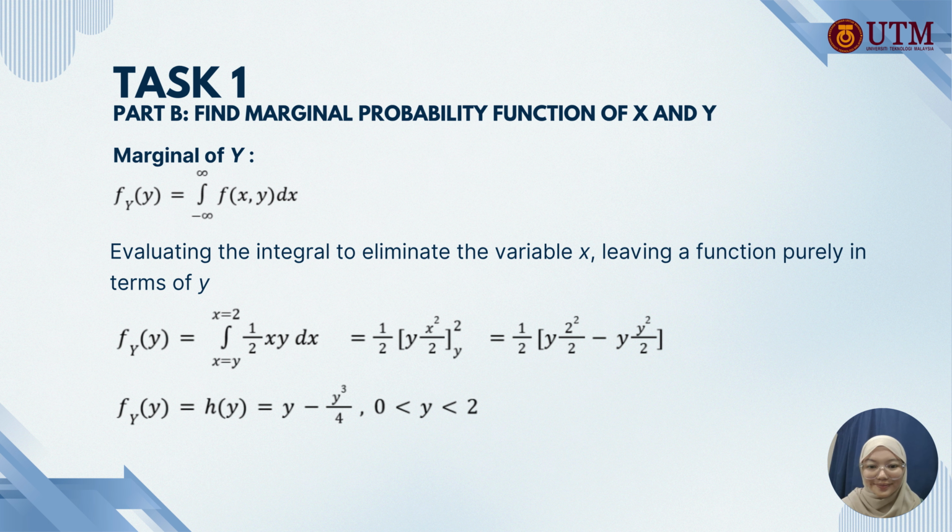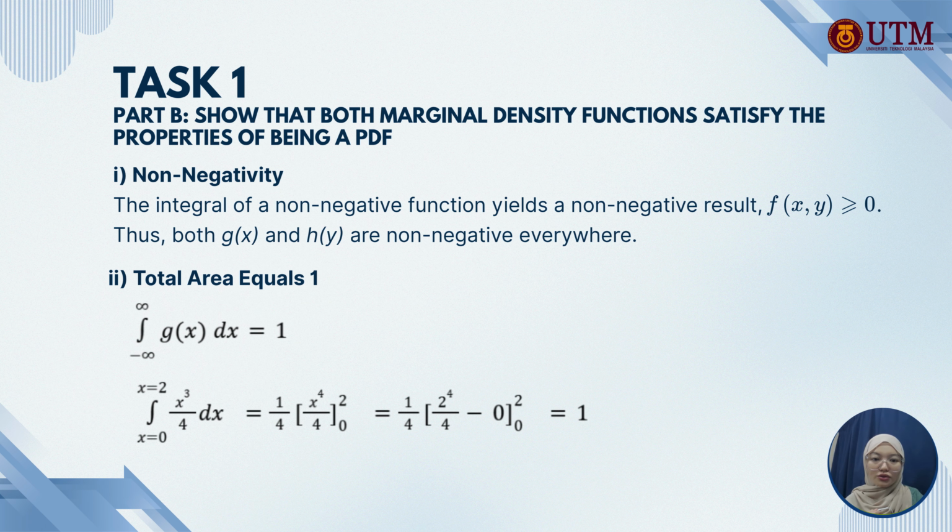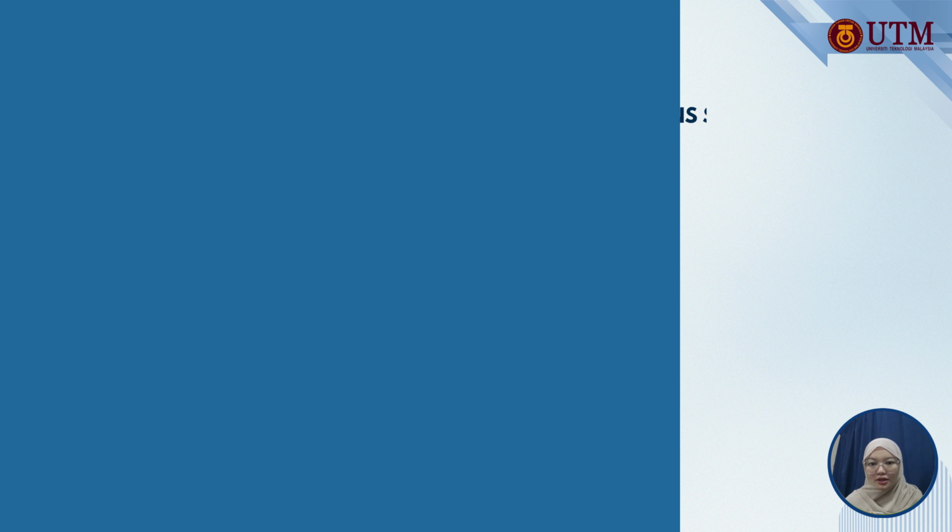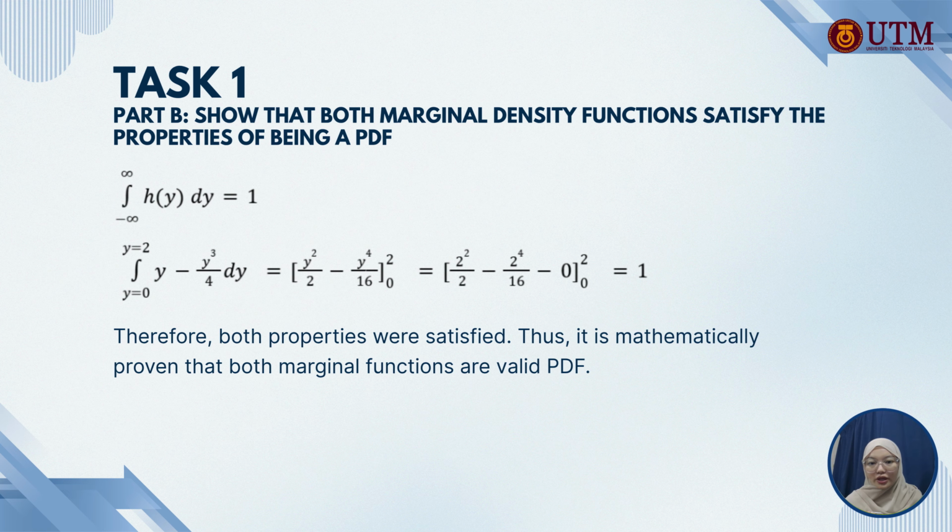In this part, we also need to show that both of the marginals satisfy the properties of being a PDF. If we check the non-negativity, both marginal x and y are positive everywhere. Then we continue to the second property, total area equals 1. If we integrate g(x) with respect to x, we will get 1. Next, evaluating the integral of marginal y will also give 1. Thus, both marginals of x and y satisfy the properties of being a PDF.